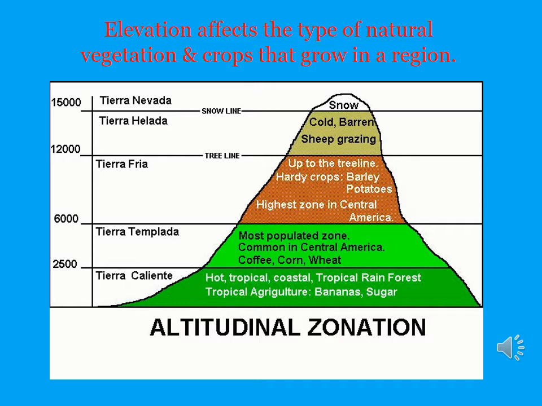You have up to the tree line. Now, what you have to understand about the tree line is that it is the highest elevation that a tree can grow. Anything higher than that, trees cannot grow, probably because it's too barren, maybe with poor soil and nutrients, and trees cannot thrive above the tree line, which is around 12,000 feet. Then you have the Tierra Helada, which is very cold and barren, with sheep grazing. It is right below the snow line. And the snow line, in the Tierra Nevada, is where snow begins on a mountain.